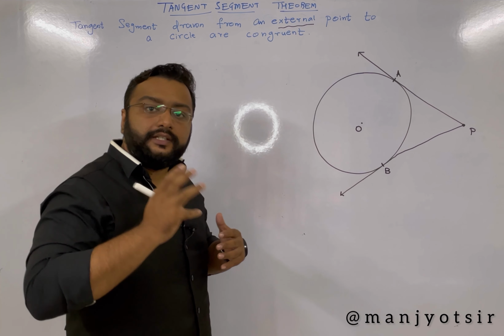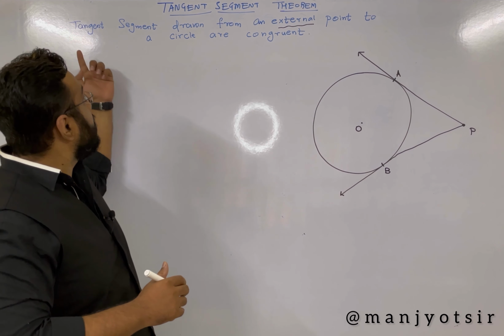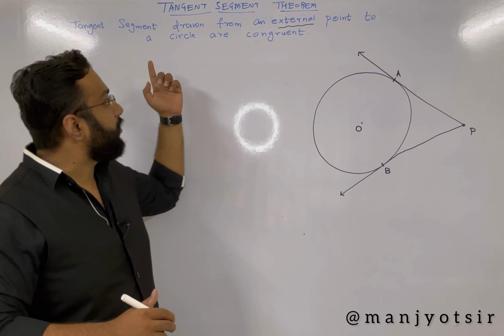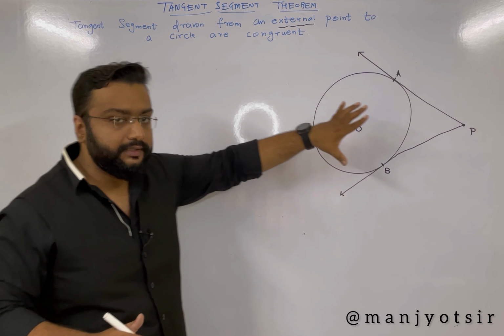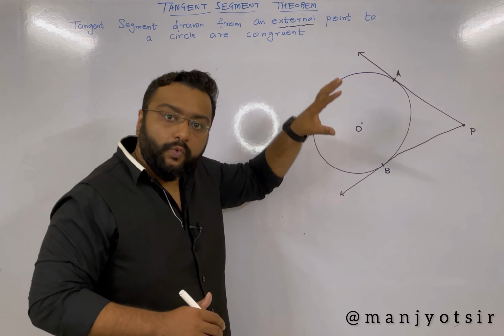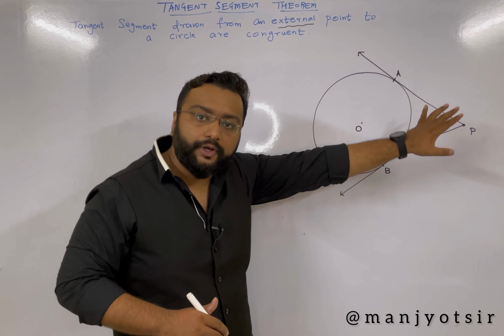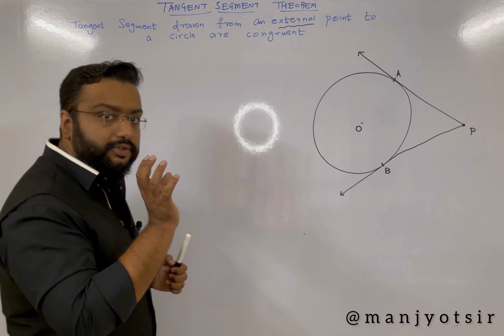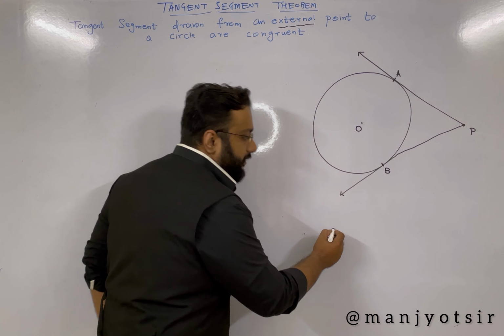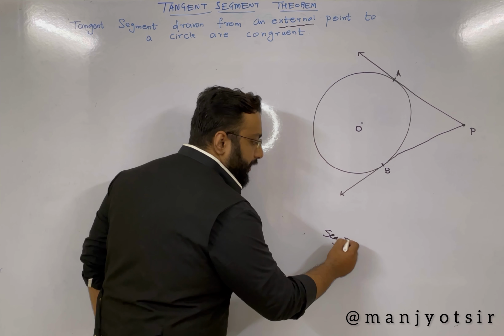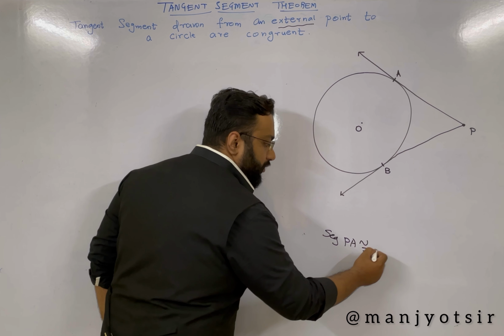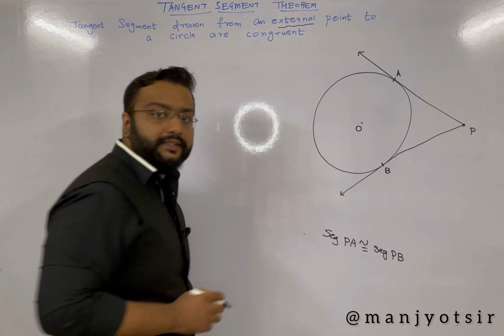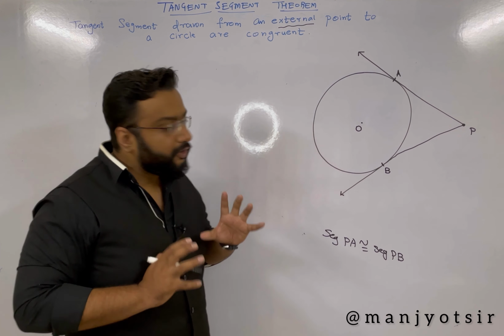Now let's read the statement one more time. The statement says tangent segments drawn from an external point to the circle are congruent. That means these two tangent segments which we have drawn from the external point are congruent to each other. That means we need to somehow prove that segment PA is congruent to segment PB. Very good, superb. I hope everyone is clear till here. Now, this is our to prove part.